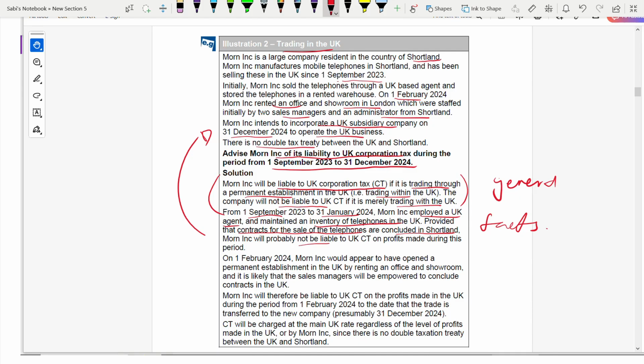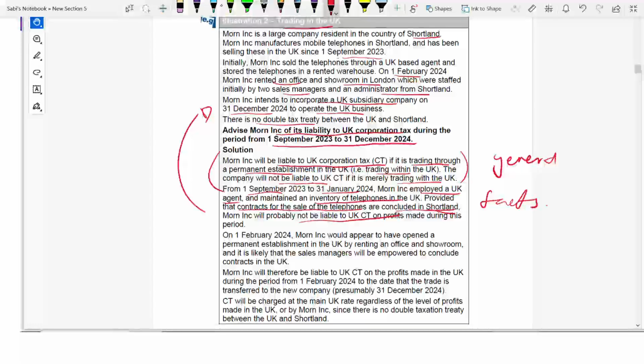Here they will not be liable to UK corporation tax on profit because the contract was concluded in Scotland. That's the reason. So during this period, 1st September to 31st January, any profit made, they are not liable to UK corporation tax. Why? It was concluded in Scotland.